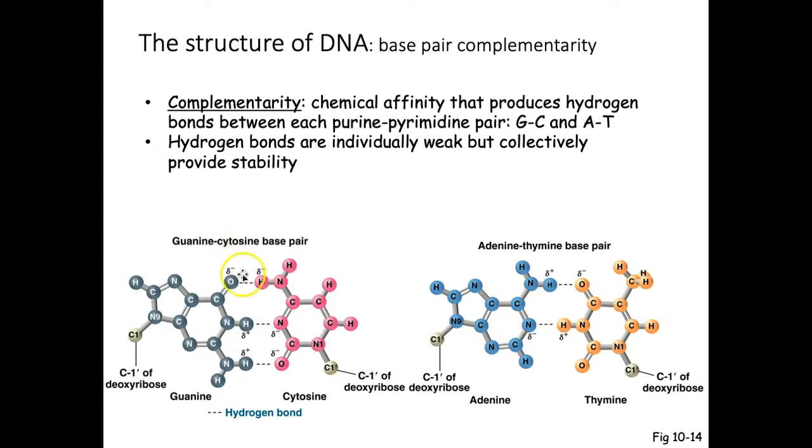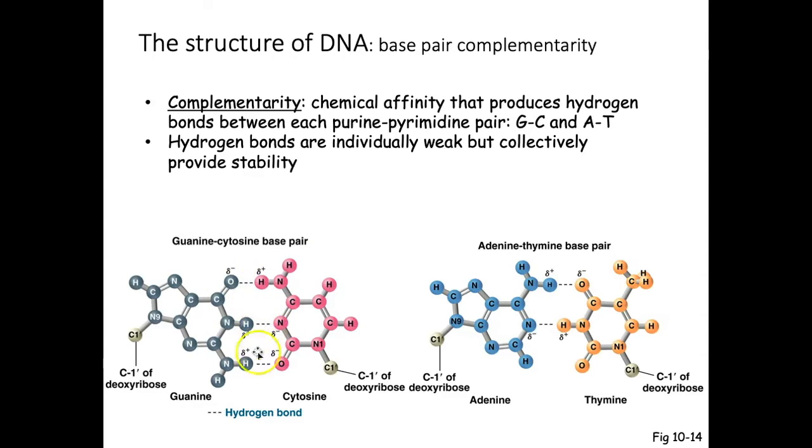Also, right through here, where you see our purine, guanine bound to our pyrimidine, cytosine, these little dots represent a hydrogen bond. And so across DNA, the things that make up what we often refer to as the rungs of the ladder, those bonds are hydrogen bonds.